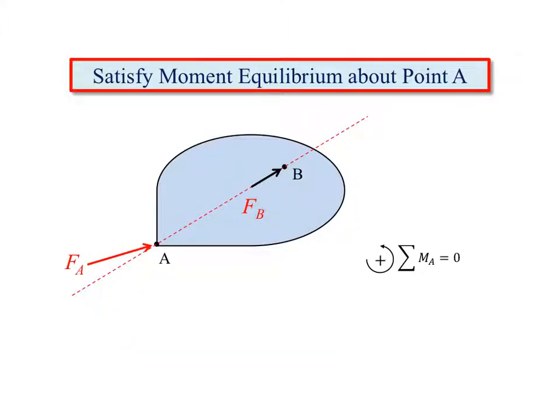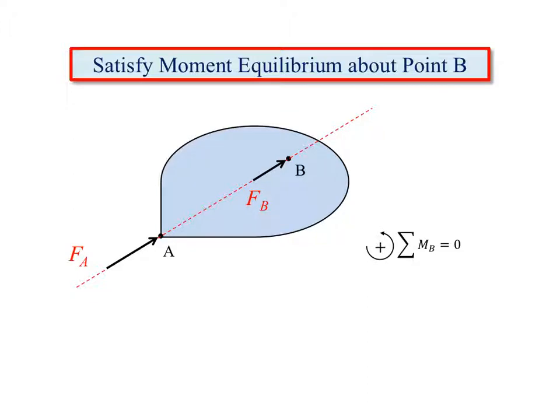So let's look at taking moment equilibrium about point A. Our force FA is concurrent about point A, so we won't learn too much about that force. But for equilibrium, FB has to be concurrent about point A as well, and so we still don't know what the magnitude of FB is, but we know that its line of action has to be along the line between A and B. So we find one thing out. We know the line of action of the force applied at B has to pass through point A.